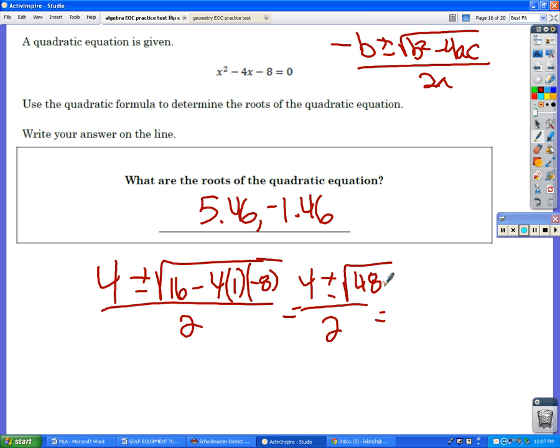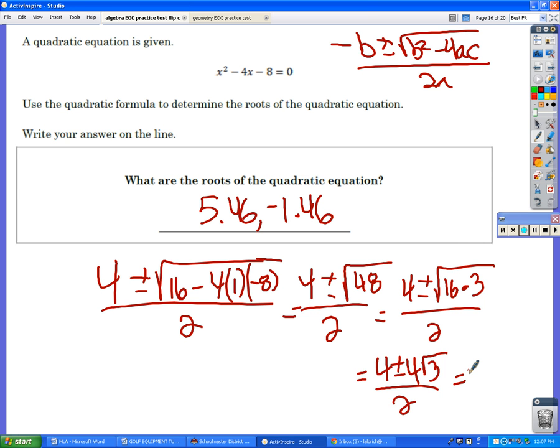16. How many times does 16 go into 48? 3. So I could rewrite this as 4 plus or minus the square root of 16 times 3 divided by 2, right? Bingo. What's the square root of 16? 4. So that means I could rewrite it again as 4 plus or minus 4 times the square root of 3 over 2. Since 4 and 2 are all divisible by 2, I can cancel the 2, make that a 2, and make that a 2. So you could write your answer like that as well, okay?